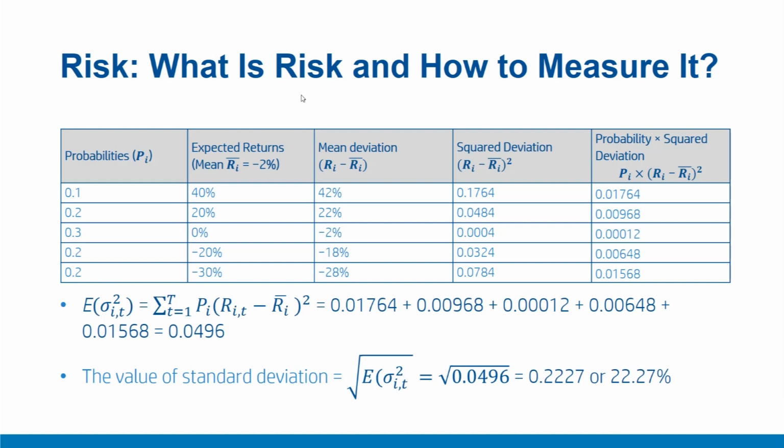We'll move up till 0.0784 into 0.2, which is 0.01568. Now we have probability into squared deviations, that is Pi into (Ri minus Ri bar) raised to the power 2. If we sum up all of them, as we can see in the slide, we get the variance as 0.0496, and the square root of this variance is the standard deviation, which is 22.7%. With this, we conclude the computation of variance and standard deviation as a risk measure.